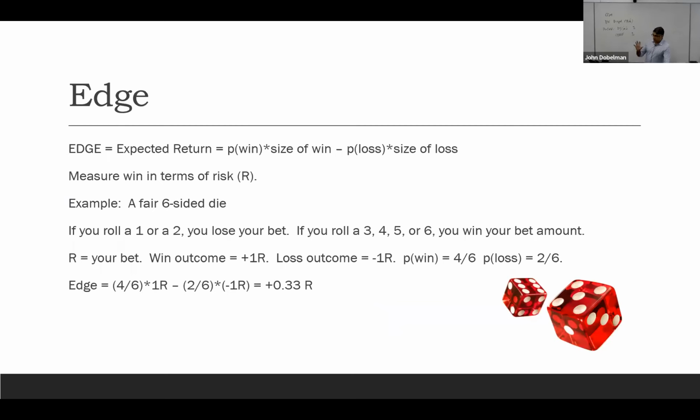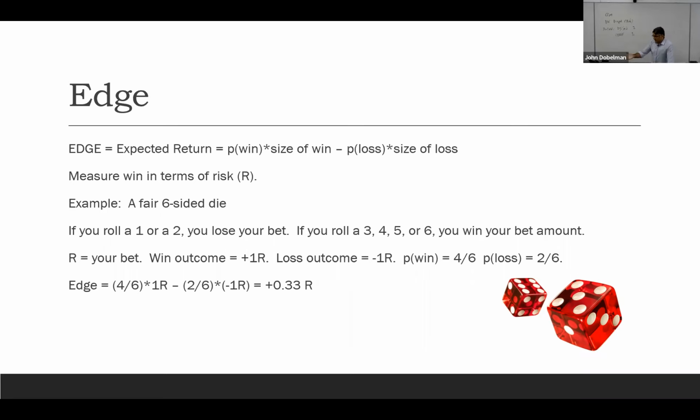So quite simply, what an edge is: an edge is just the expected return, which is the probability of a win times the size of your win, minus the probability of a loss times the size of your loss. And for trading systems, I'll introduce a concept called R, where you're measuring your wins in terms of R, which is your risk amount. So if we played a game where we roll a dice, and on a 1 or 2 you lose your bet, and on a 3, 4, 5, or 6 you win your bet, well, that bet is R. And I just rolled a 3, so you win your bet amount, whatever amount that you bet.